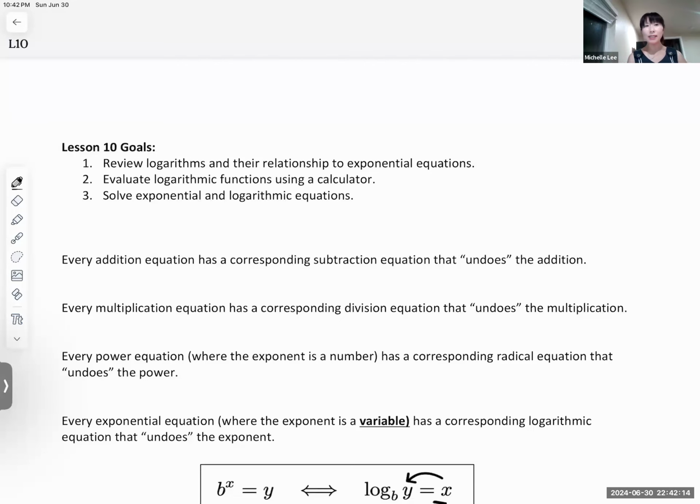Hello everyone, this is lesson 10. The goal is to review logarithms and their relationship to exponential equations.